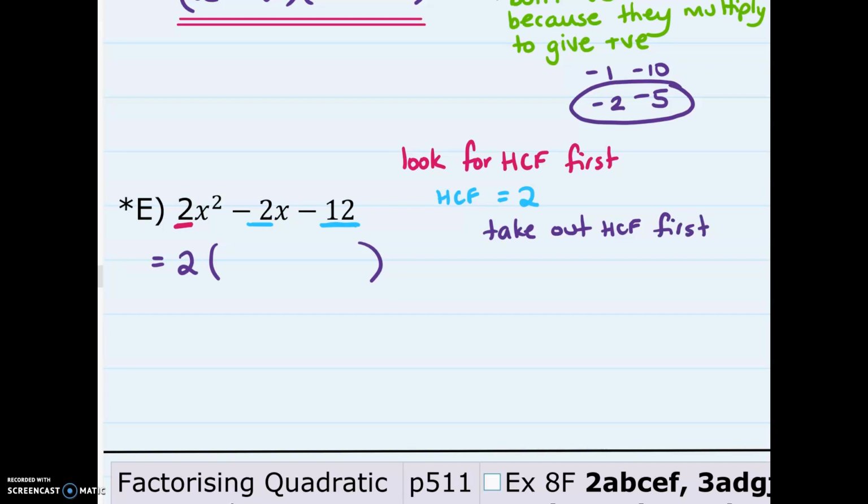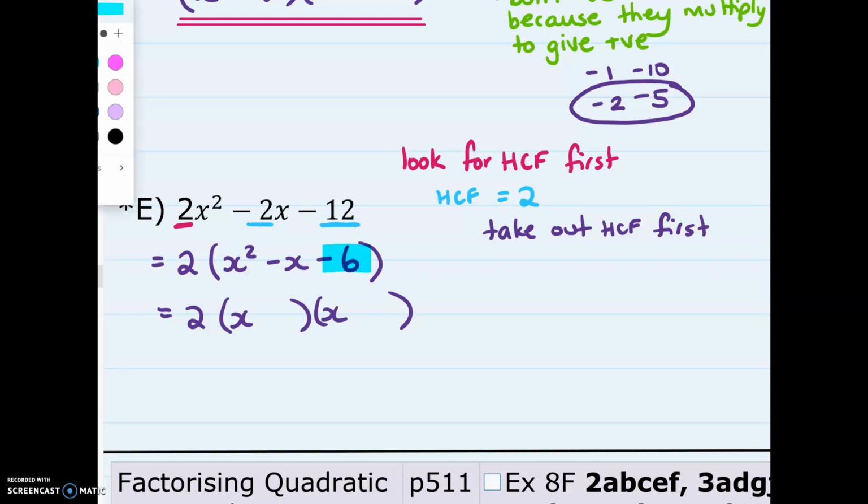So if I take the 2 out from the x squared, I'm just left with x squared, because 2 times x squared gives 2x squared. I've put the 2 out the front, I still need a minus x, because 2 times negative x does give negative 2x. And this needs to make negative 12, so I need a minus 6. And now if I look in that bracket, I'm going to try and think of two numbers that multiply to give negative 6, that add to give negative 1.